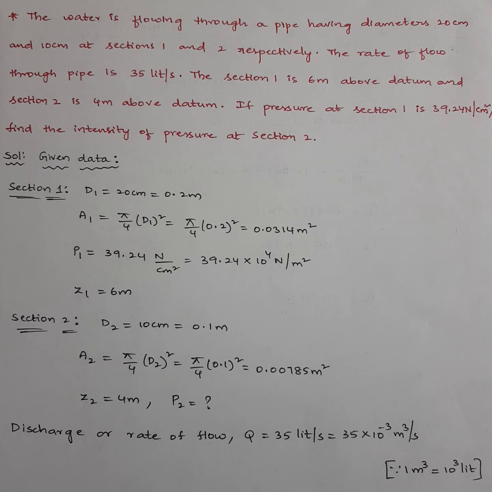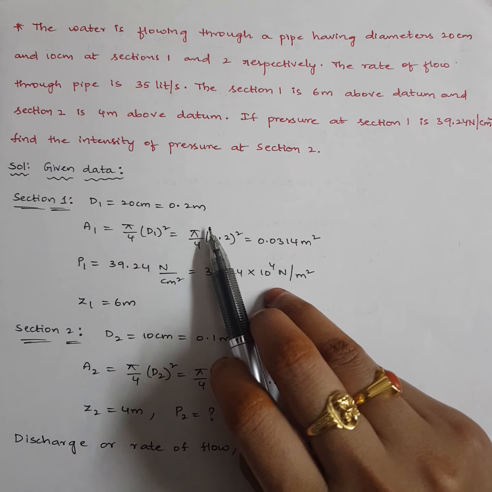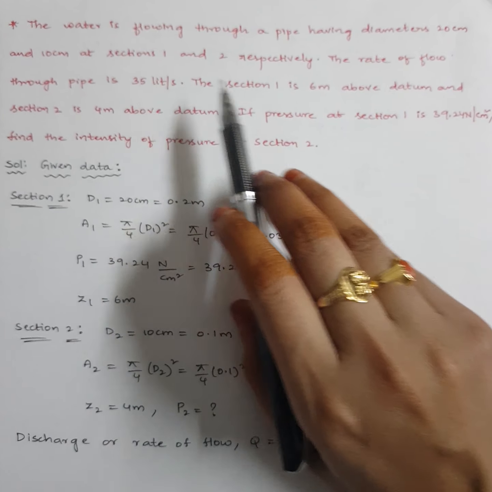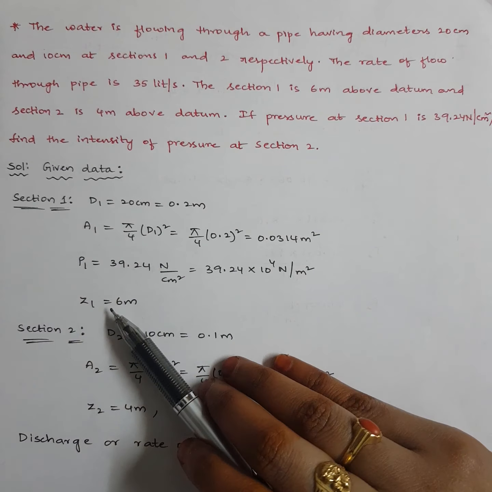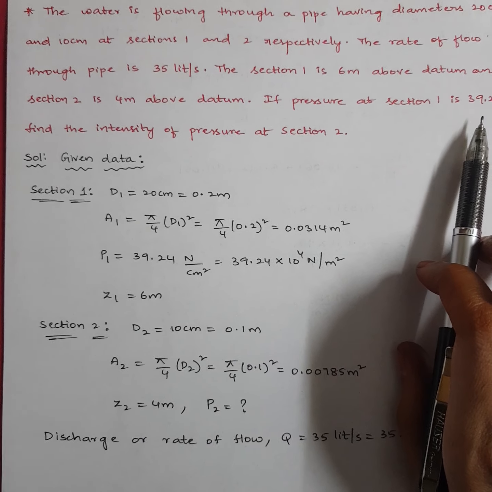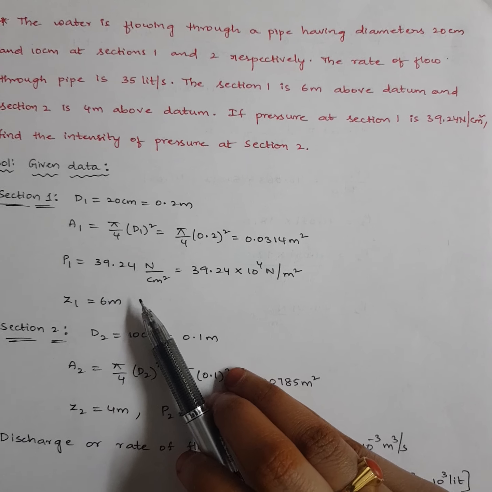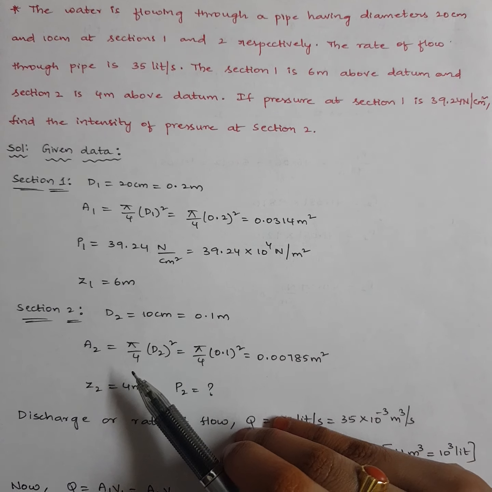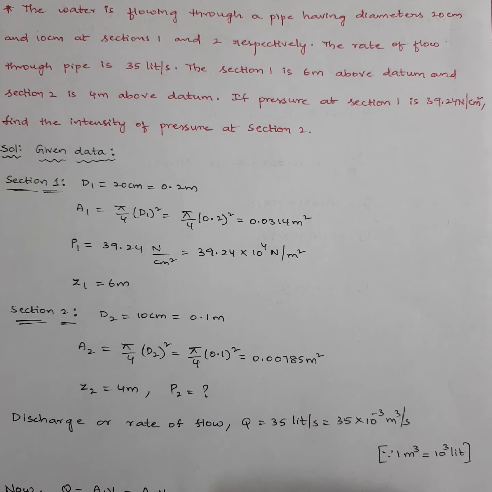So see at section 1, what is given at section 1? Diameter at section 1 is given. So let d1 is 20 centimeters, which is 0.2 meters. Next, Q is common, 35 liter per second. Section 1 is 6 meter above the datum, means datum head is given as 6 meter, which is Z1. Next, pressure at section 1 is given P1, which is 39.24 Newton per centimeter square. But it should be converted into Newton per meter square, because others are all in meters. So to convert Newton per centimeter square into Newton per meter square, just multiply with 10 power 4.